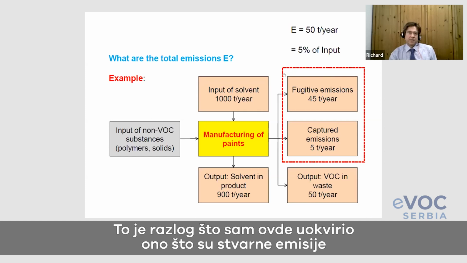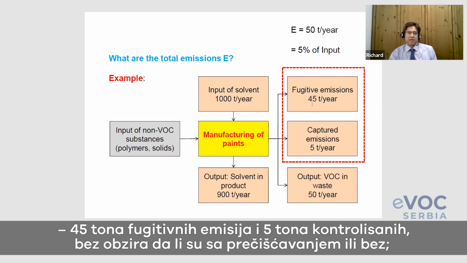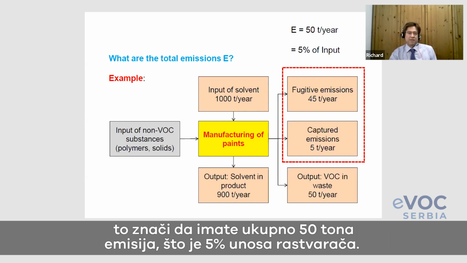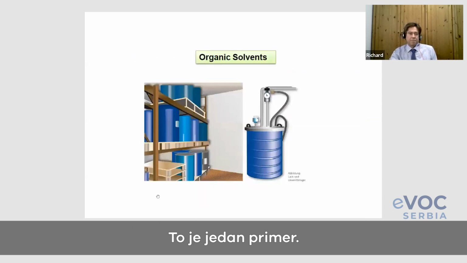So that's the reason I did a frame here. What are really emissions? You see that there are maybe 45 tons of fugitives, and you have captured emissions, and it doesn't matter here if with or without waste gas abatement, it means you have 5 tons. So finally you have 50 tons, and that would be 5 tons of the input. That is maybe an example.